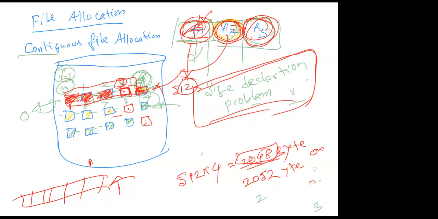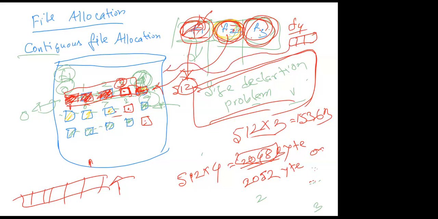Now let's say you create a new file, called F4. It needs 512 into a total of 3 blocks, this amount of bytes. So it needs a total of 3 blocks to store. So can we store this file inside this hard disk? Let's say we have this amount of blocks.